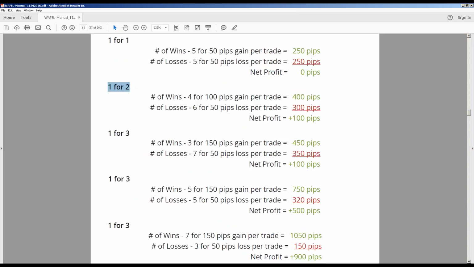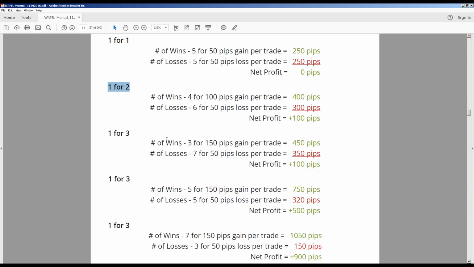A 1-for-2 means I'm risking 1 pip to make 2 pips. And if I have 4 wins out of 10 trades and I make 100 pips on a winning trade, I will make 400 pips. If I lose 6 of my trades and I lose 50 pips on a losing trade, I will lose 300 pips. But I will still realize a net profit of 100 pips.